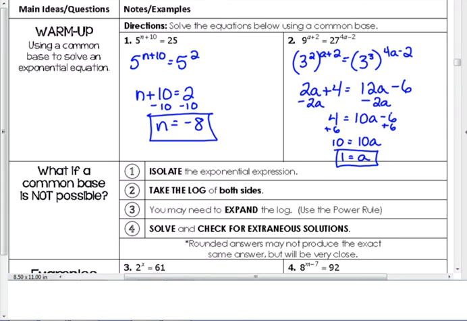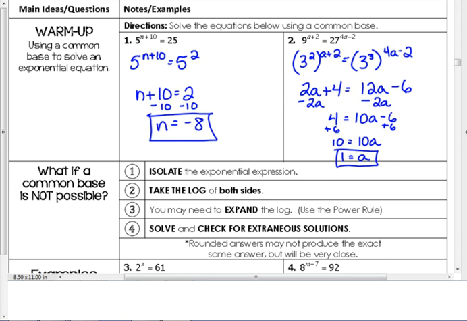If it is not possible to get a common base with these exponential equations, then what we're going to do is, number one, isolate, meaning get it by itself, the exponential expression. Like with number one, that exponential, the 5 to the power, is isolated. It's by itself. It doesn't have anything in front of it or behind it. The only thing it's got is its exponent.